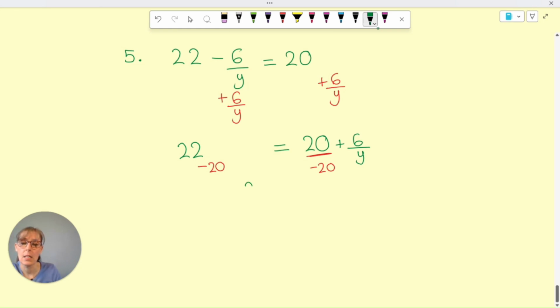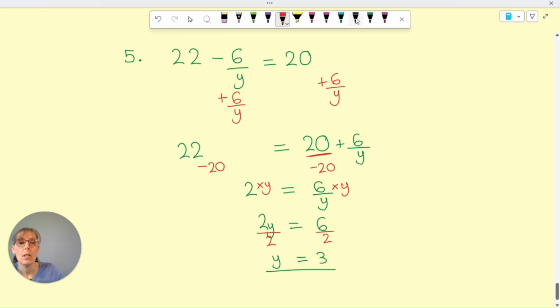22 take away 20 is 2. 20 take away 20 is 0. 6 divided by y. Right, I need the y coming up to the top, so I need to multiply by y. If I multiply by y, I've got y divided by y, which is 1. So 2 times y is 2y, and 6y divided by y is 6. Make that into 1. And because I've done that to one side, I've got to do it to the other. 2 divided by 2 is 1, which leaves us with y. 6 divided by 2 is 3.